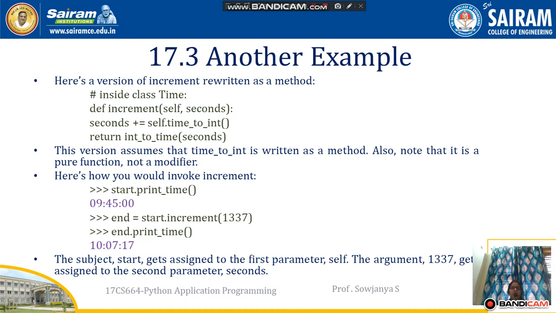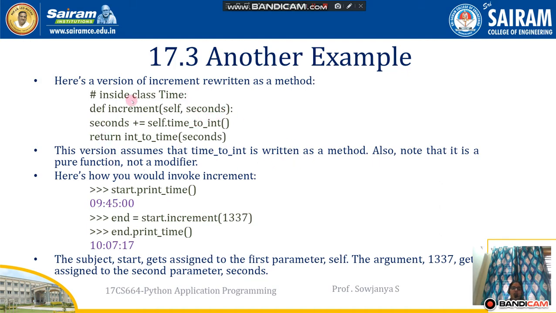Hey guys, in the previous video we were discussing how to write methods and classes inside the class definition, and we also discussed how to print the objects. We have another example to explain in detail how classes and methods are related to each other. In the previous chapter we discussed increment, and we also wrote the increment function to print the time.